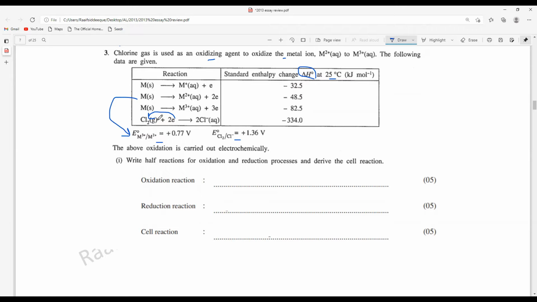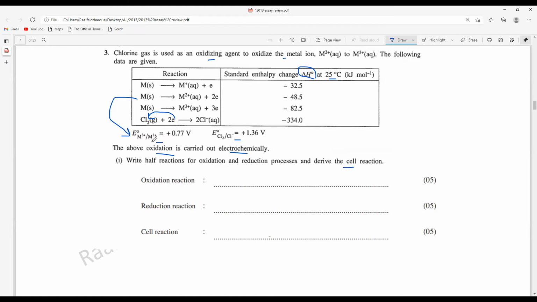There is no connection between these two when you compare them here, right? Because this data is related to thermodynamics, and this data is related to electrochemistry. At one point these two will be connected, but for the moment we don't need to consider that. So the idea is that the above oxidation is carried out electrochemically, using an electrochemical cell. Write half reactions for this oxidation and reduction process and derive the cell reaction.